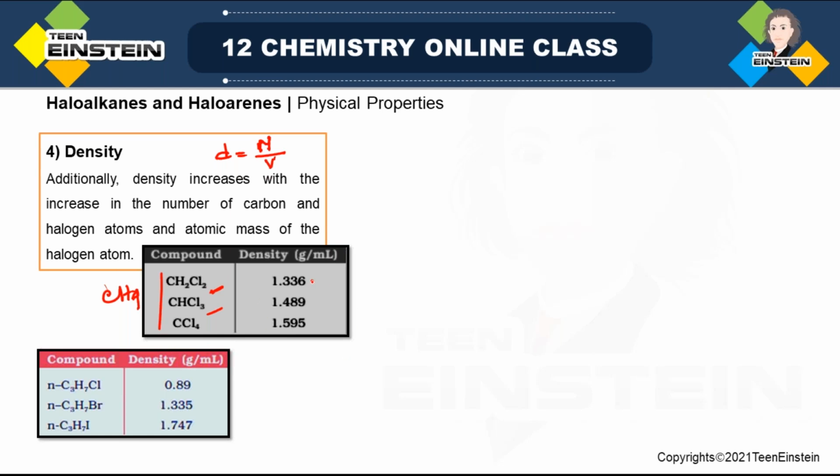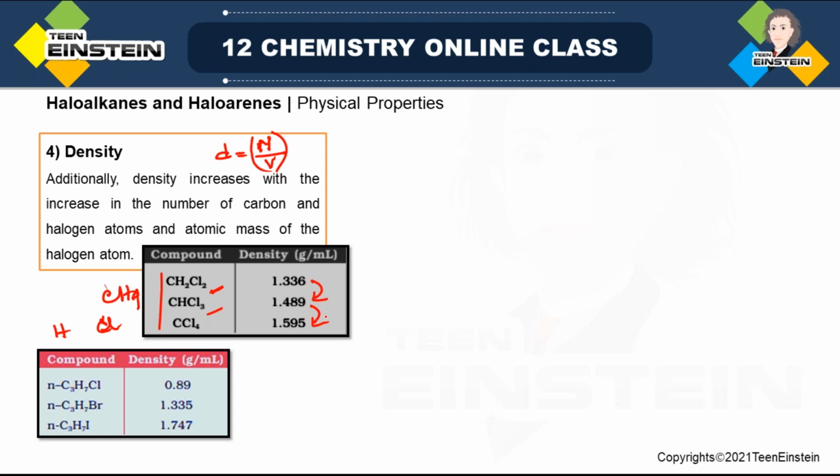Now, as we are moving to more substituted methane derivatives, density is also becoming high. What happens here? When you are moving from CH2Cl2 to CHCl3, then CCl4, it is true that mass is increasing, because compared to hydrogen, now you have H replaced by Cl, so mass obviously will increase. So overall molar mass is increasing. So if we consider numerator and denominator, M is increasing. That means D will also increase.